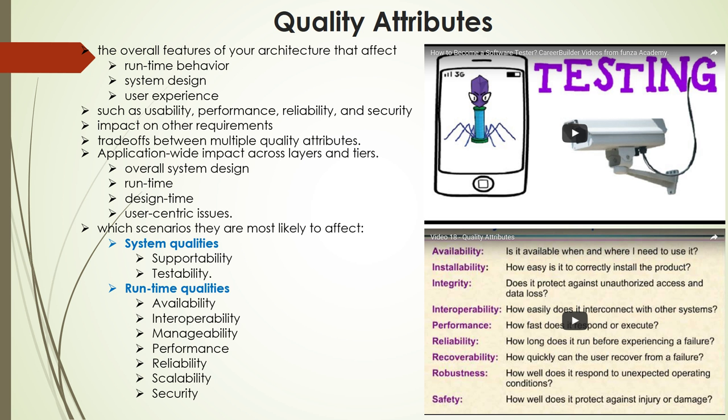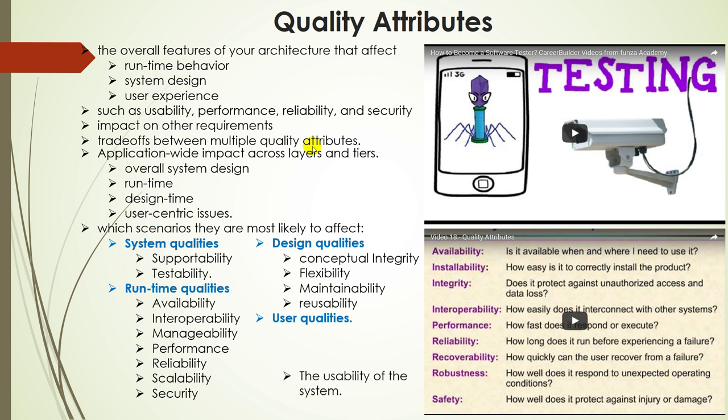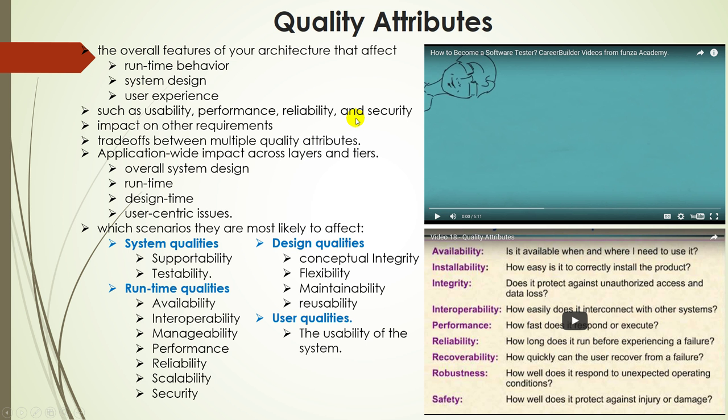The next one is design qualities. The qualities reflecting the design of the system, such as conceptual integrity, flexibility, maintainability, and reusability. And the last one is the user qualities, the usability of the system. Let's see a short movie to see how the testing of software quality is important in the real world.